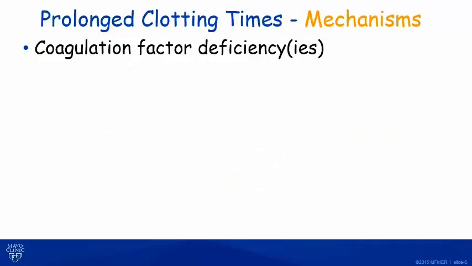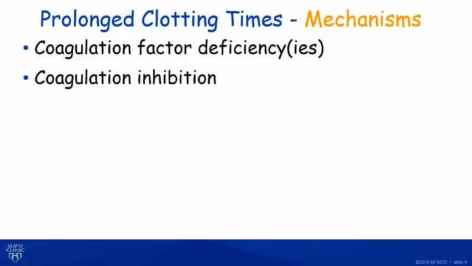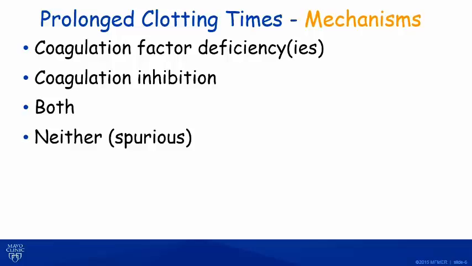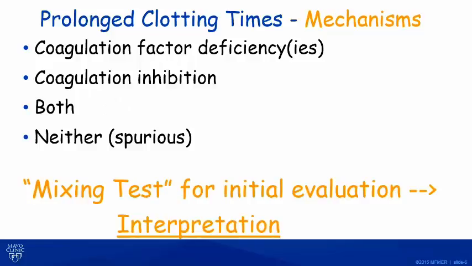Okay, reasons for prolonged clotting times. There are 4. Could be a factor deficiency, excuse me. Could be that you have an inhibitor. Could be both, or could be neither of those. It could be a spurious test result, and we'll circle back to that.